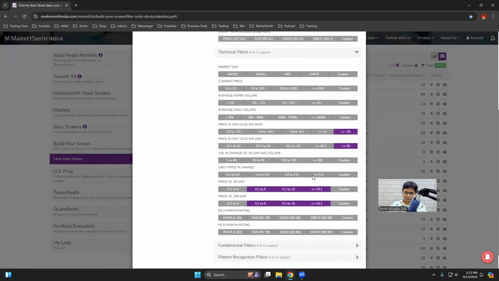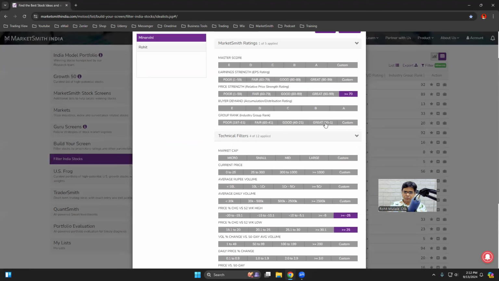Number 1, I will not give you an industry rank or buyer demand screen because there could be stocks which have a relative strength of 90 or more than 90. However, they don't come in the top industry groups. What does that mean? It means that that particular stock is leading the industry group. It is probably leading the market. Okay. So you don't want to miss out on leading stocks in the market. In that case, you cannot apply this filter. So that is why I am not giving you this filter.